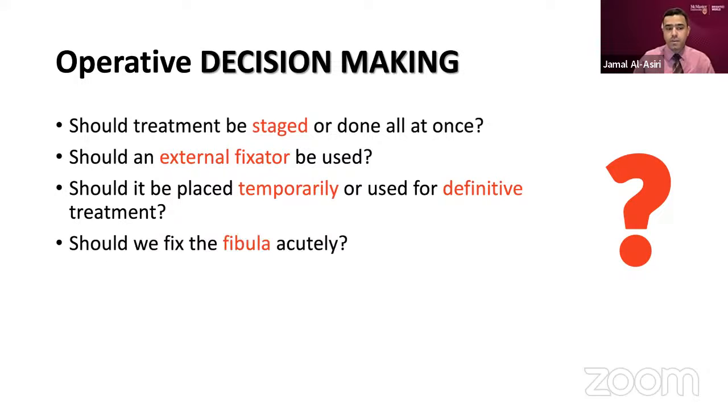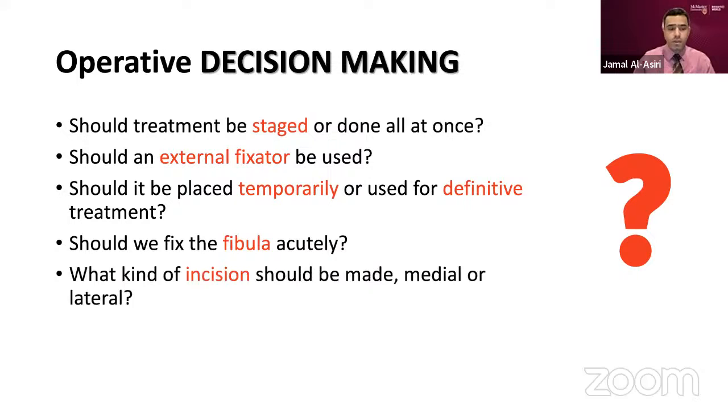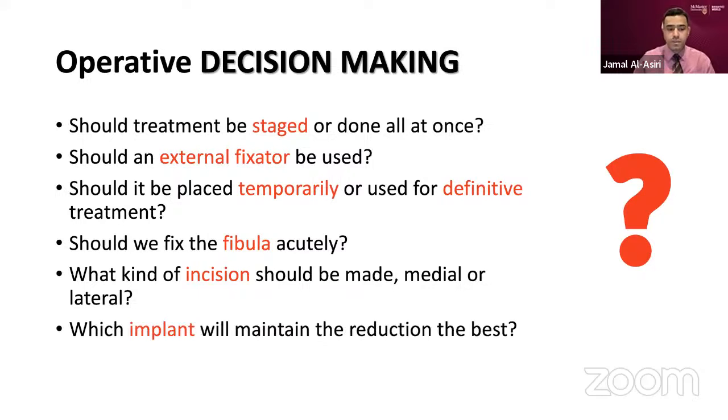Should we fix the fibula acutely or leave it alone? What kind of incision should be made? Medial, lateral, posterior, anterior? There are multiple surgical approaches. And which implant will maintain the reduction the best? So let's go through this one. I will try to answer these questions.